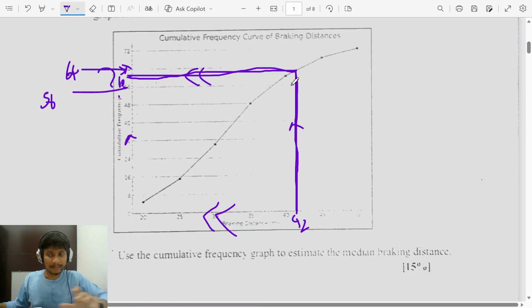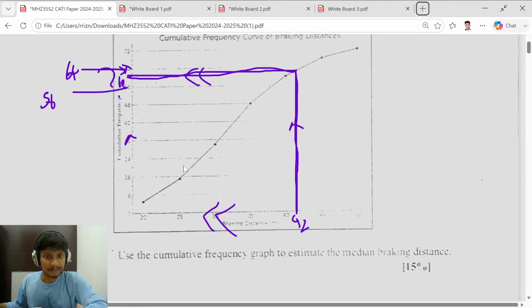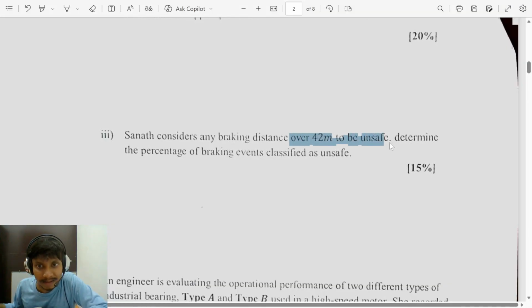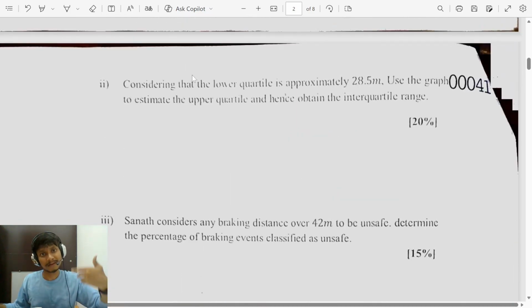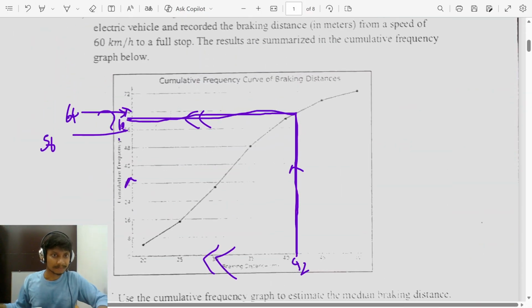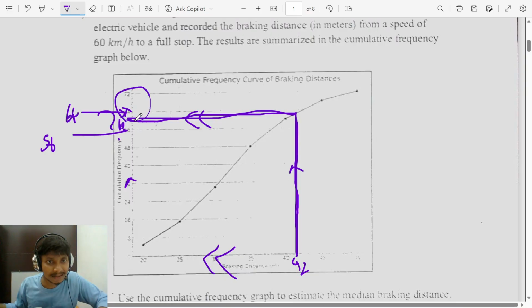Please read again. Over 42 meters is unsafe. Therefore, 42 meters is safe, and greater than 42 meters is unsafe. Therefore, here the answer will be 60. Therefore, this is the unsafe range. 60 to 72 is the unsafe range.